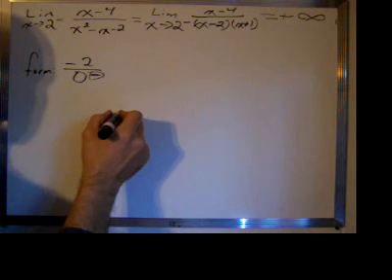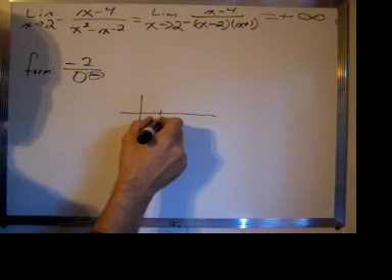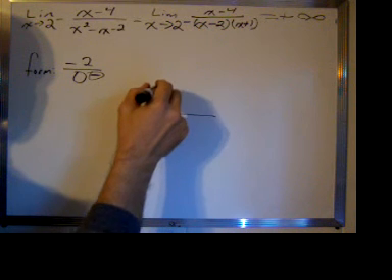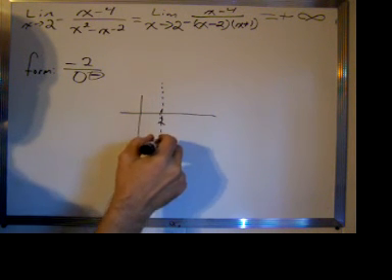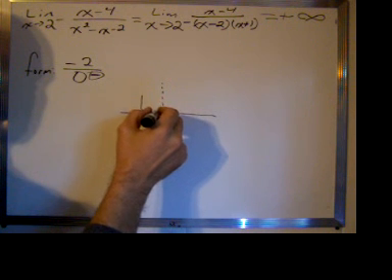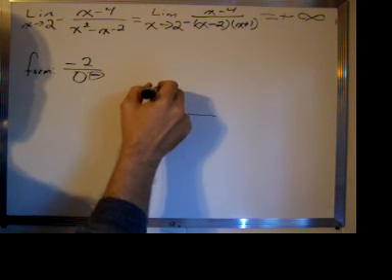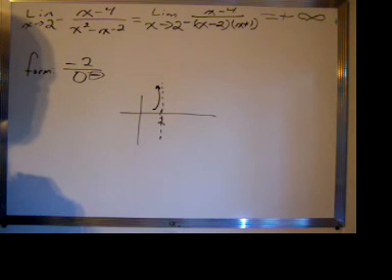And what that insinuates is that this function, whatever it looks like, at positive 2, as x approaches the x value positive 2, as the function approaches that, the y values approach positive infinity, and we have a vertical asymptote.